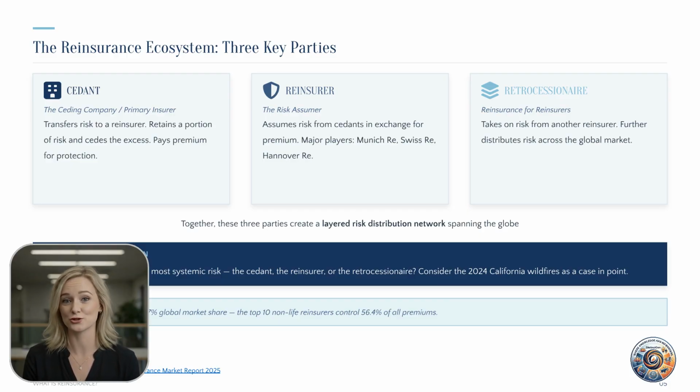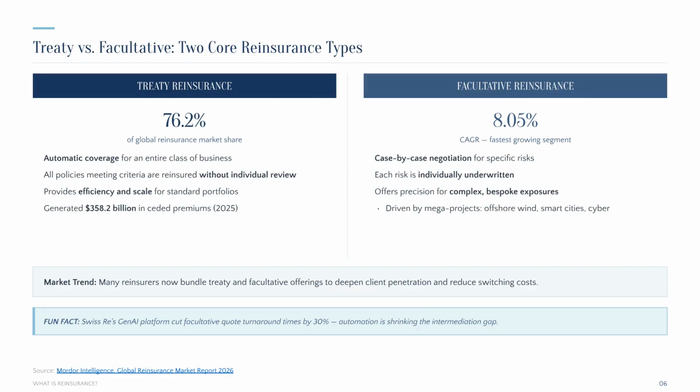The cedent transfers risk, the reinsurer assumes it for a premium, and the retrocessionaire acts as a reinsurer for the reinsurer. Together, they create a layered risk distribution network that spans the entire globe. Reinsurance typically falls into two categories. Treaty reinsurance covers entire portfolios, accounting for over 76% of the market share. Facultative reinsurance, which is growing faster, involves negotiating coverage for specific, individual risks. Many insurers now bundle these offerings to improve efficiency and reduce costs.